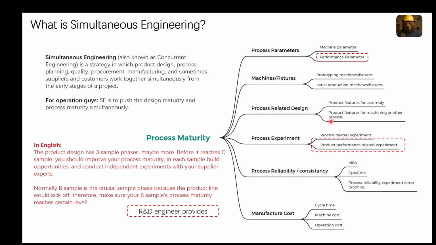And this next one is the product features for machine or other processes. For example, is this space wide enough for soldering, or is this surface cleanliness okay enough for welding? Just like those.